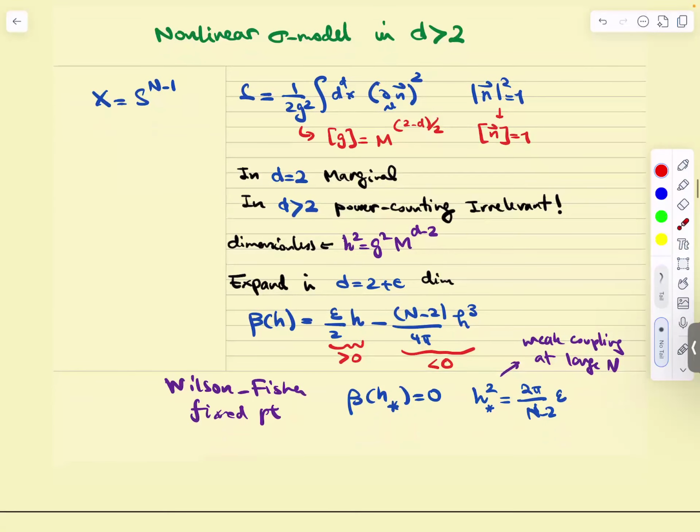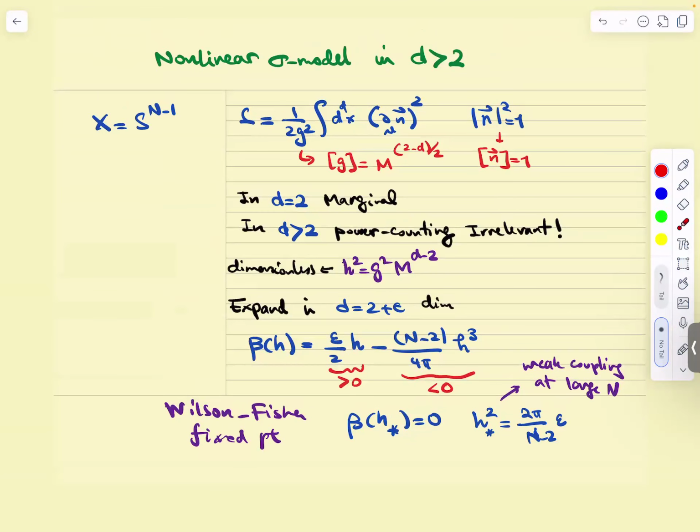Okay. So you calculate the beta function. I'm just going to pull it out of a hat. This is the calculation, but now you know how to do these kinds of calculations. What you find is epsilon over 2, which is not surprising. If you recall from Wilson-Fisher, this is the structure of the linear term that you find in the beta function when you're doing the epsilon expansion. Epsilon over 2 h minus (n minus 2) over 4 pi h cubed.